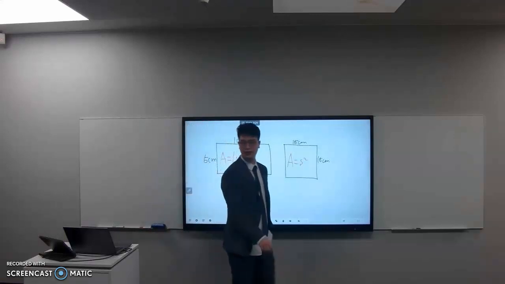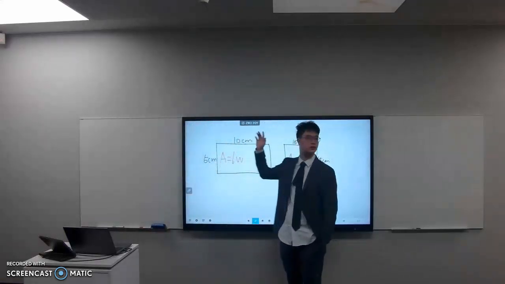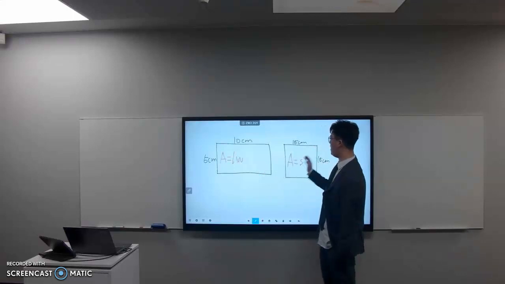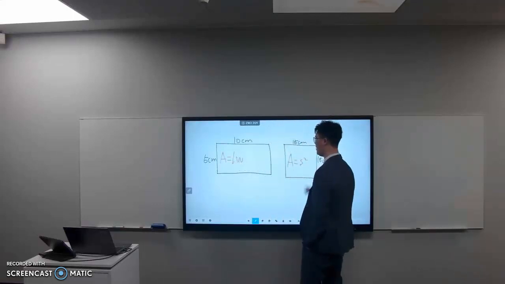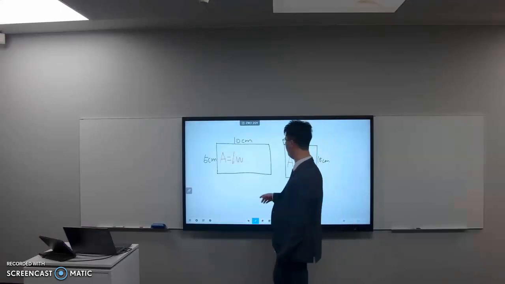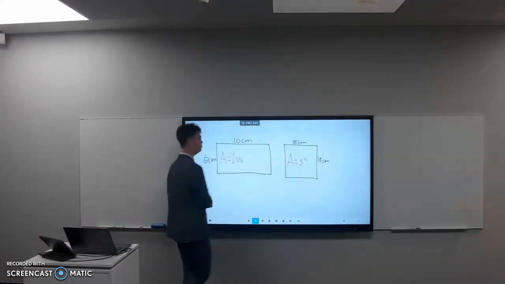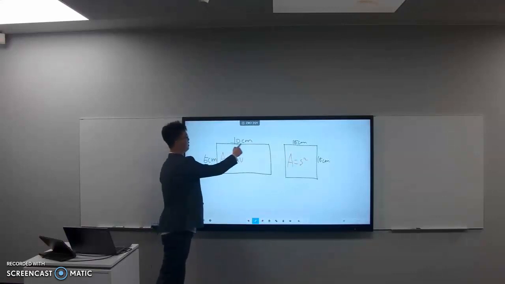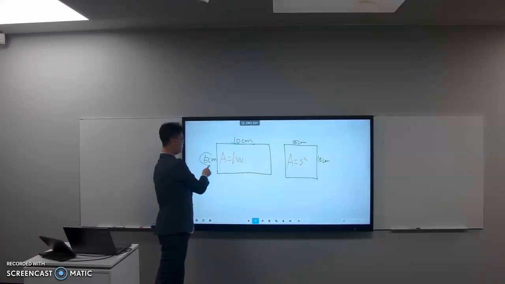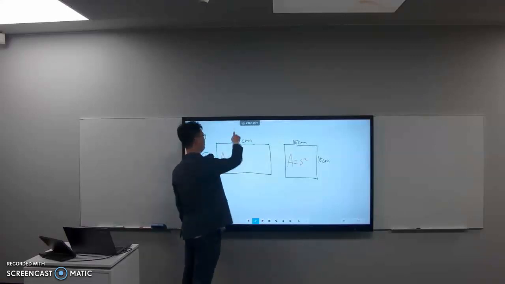Hello guys, so today we're going to talk about the area of rectangles and squares. The formula to calculate the area of a rectangle is length times width. Not side length, it's just length.